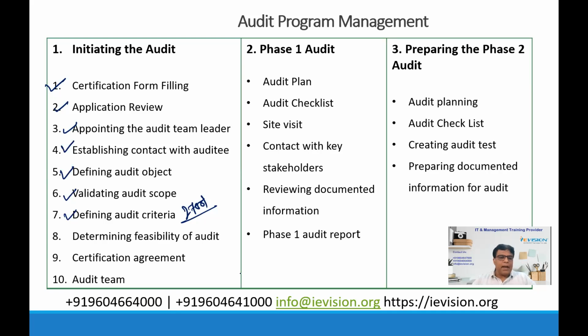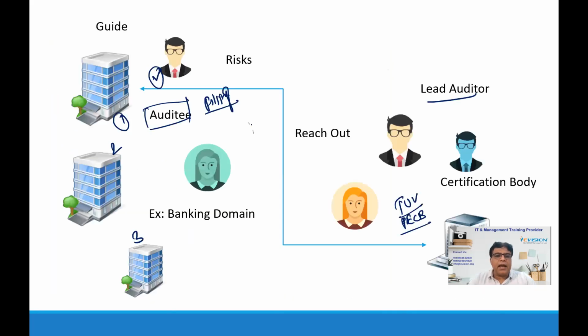Coming back, you will determine the feasibility, whether the auditee is in sync with the duration that they are looking for, maybe 1 month, 3 months, 6 months. Within that period, they are looking for the overall audit, including phase 1 and phase 2 audit. So the certification agreement is completed and the audit team is selected by the lead auditor. As you are done with initiating the audit, that does mean that we have a contract signed between auditee and certification body. I repeat, a contract is signed between the certification body and auditee.